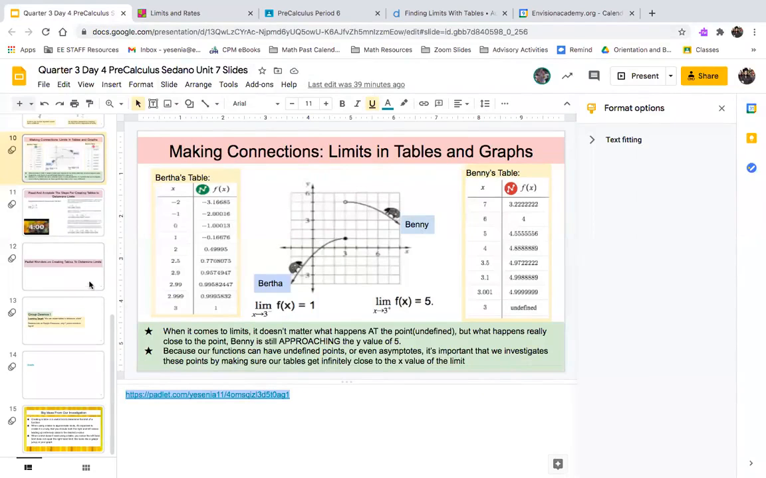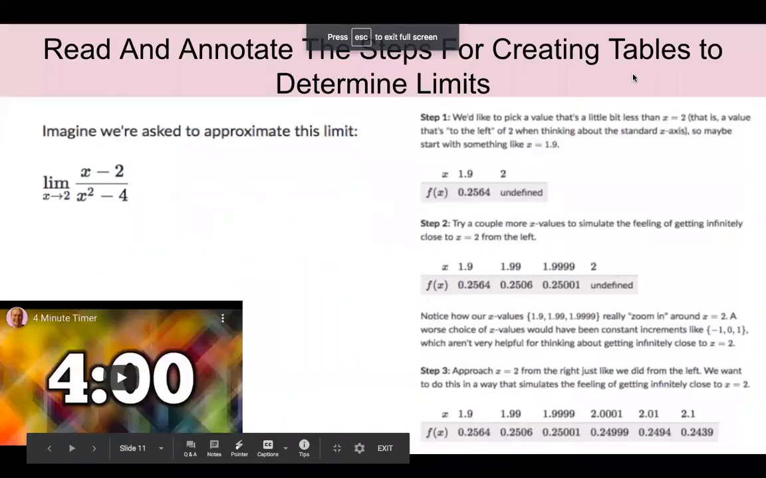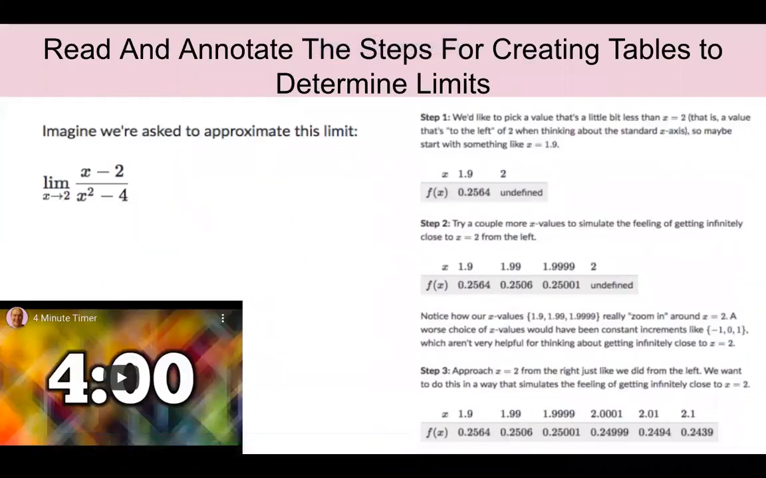All right, y'all. We're going to go ahead and spend this next portion taking a look at these steps. So we are all on slide number 11, y'all. So again, you can be on your own copy. These are the steps that I'm talking about. These are adapted from Khan Academy, by the way. Let's go ahead and take these 4 minutes, and then after the 4 minutes, I'm going to take us into our checkout.